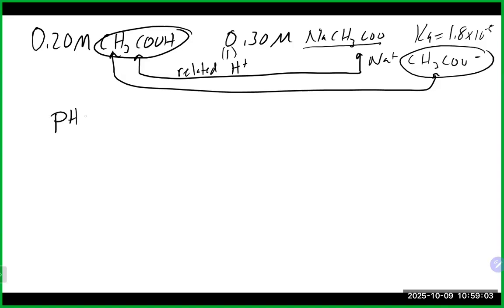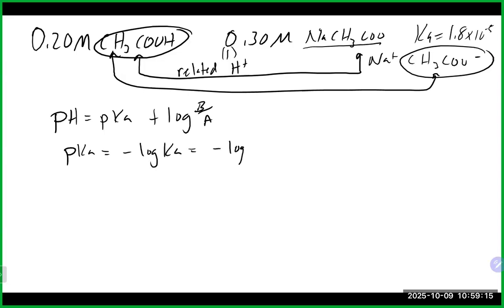And you could go right into the Henderson-Hasselbalch equation, plus the log of the base over the acid. We could calculate our pKa value: minus the log of the Ka, minus the log of 1.8 times 10 to the minus 5, is a 4.74 pKa value. Putting into our formula here, pH is our pKa plus the log.